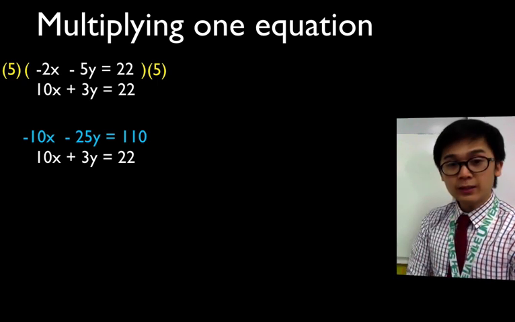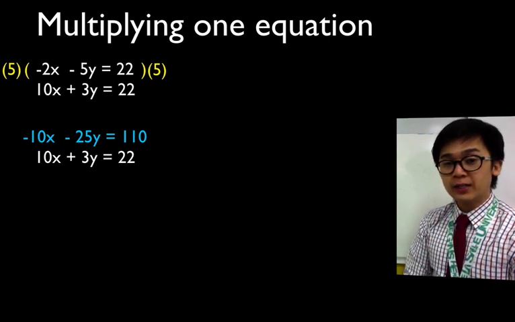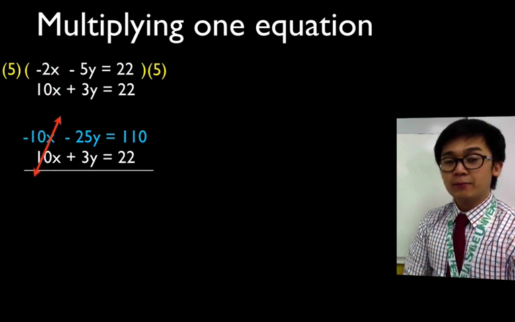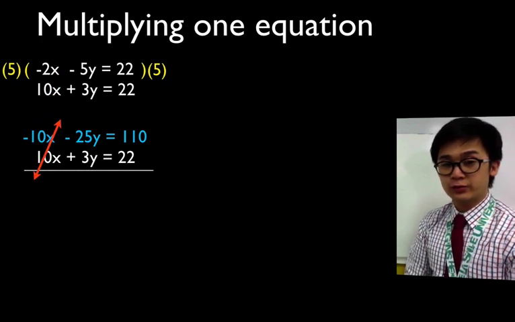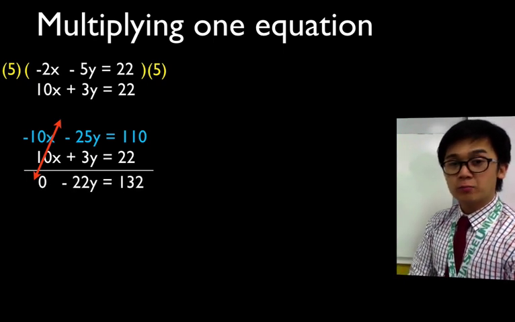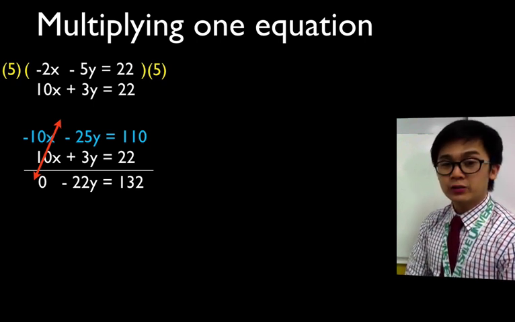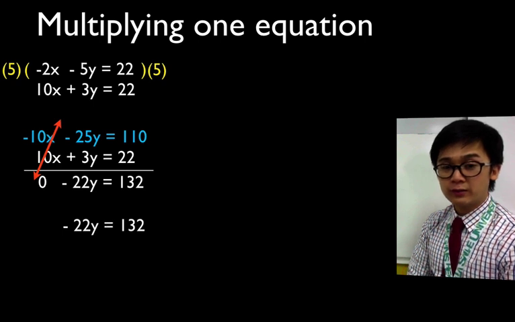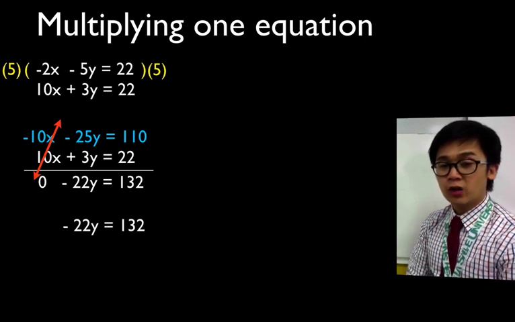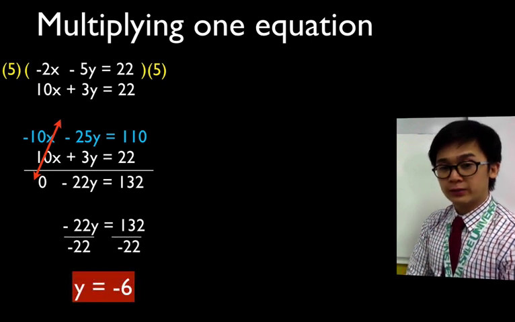Now, you will see that on my second step, wherein the linear system is now changed, my elimination method can be easily used because I can get rid of the variable x, because negative 10x and 10x is equal to 0. So I have 0 minus 22y equal to 132 by combining or adding 25 and 3 and 110 and 22. So now that I have negative 22y equal to 132, I can easily solve for y by dividing both sides by negative 22, leaving me with y equal to negative 6.